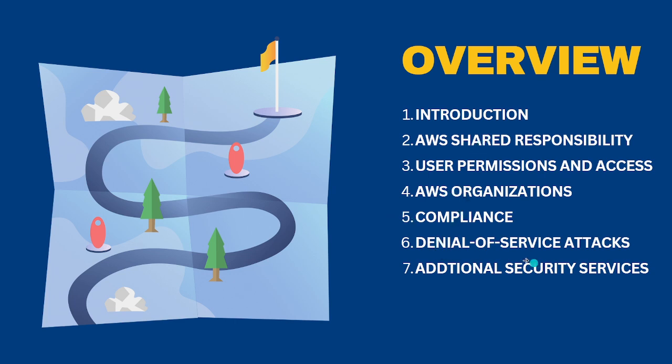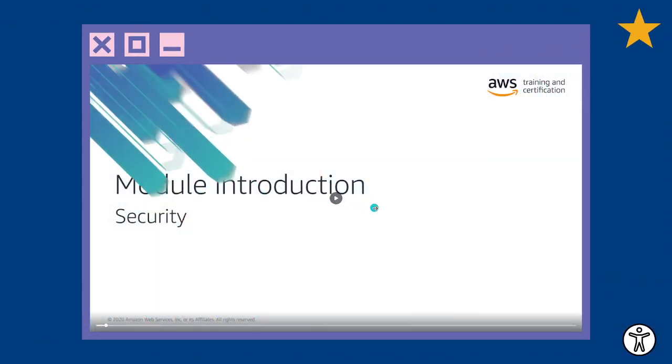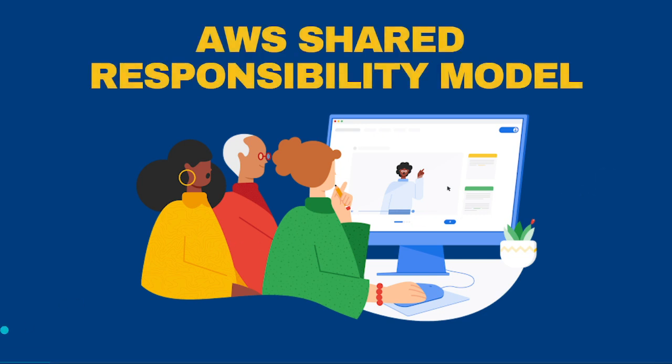We'll explore a very particular type of attack that threatens a lot of services online. Those are denial of service attacks. And then, of course, we'll talk about some additional security services in the big catalog that AWS has to offer. So first, go ahead and watch that intro video from the AWS instructors. And when you're ready, we'll continue and we'll talk about the AWS shared responsibility model.